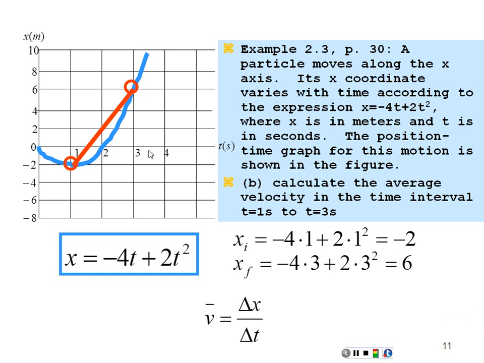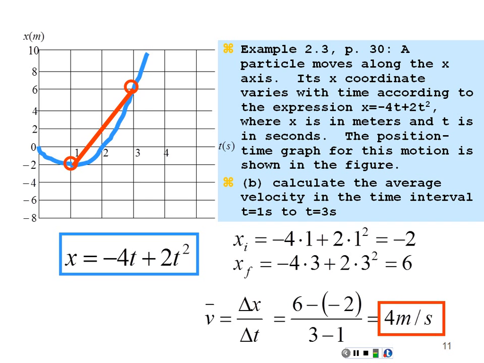My average velocity is my final position minus my initial position over my interval of time. So this will be 6 minus my initial position of negative 2. So that'll be 6 plus 2, 8, divided by 2 seconds, or 4 meters per second, which happens to be the slope of that line that connects those 2 points, rise over run. That's the slope of that chord between those 2 points on this graph.